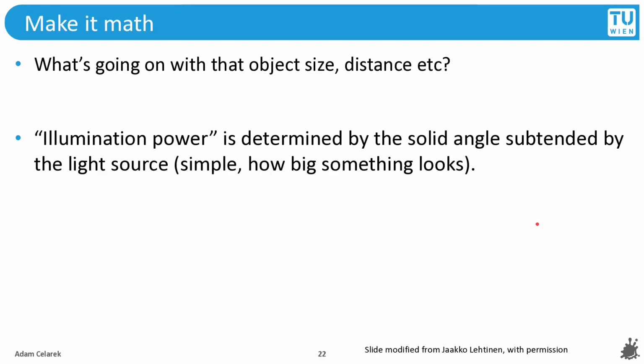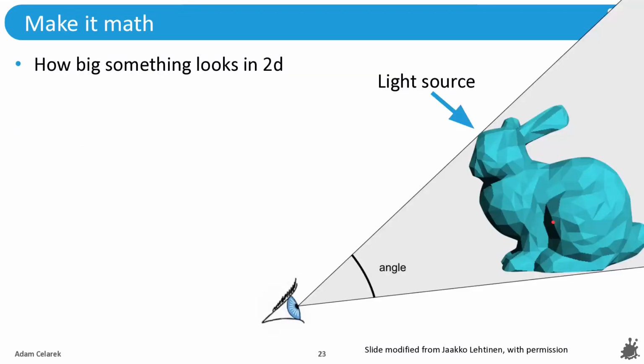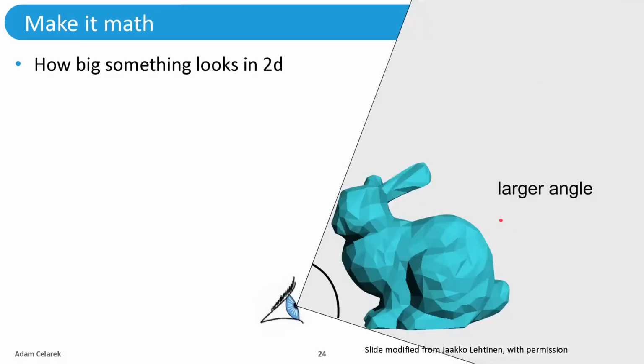So what's going on with that object size, distance, etc.? The illumination power is determined by the solid angle subtended by the light source, simply how big something looks. And the solid angle, this is this differential. Let's start with 2D. Say this is our light source and this is the angle. You see, when the light source comes closer, the angle becomes bigger. So this means that our point is illuminated in a brighter way.